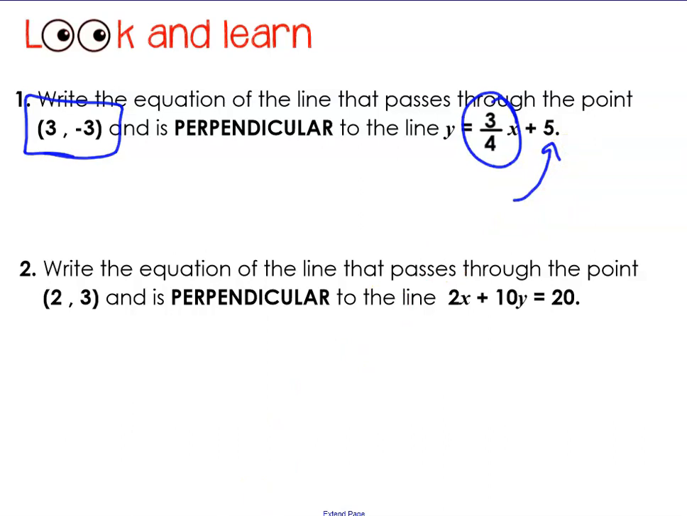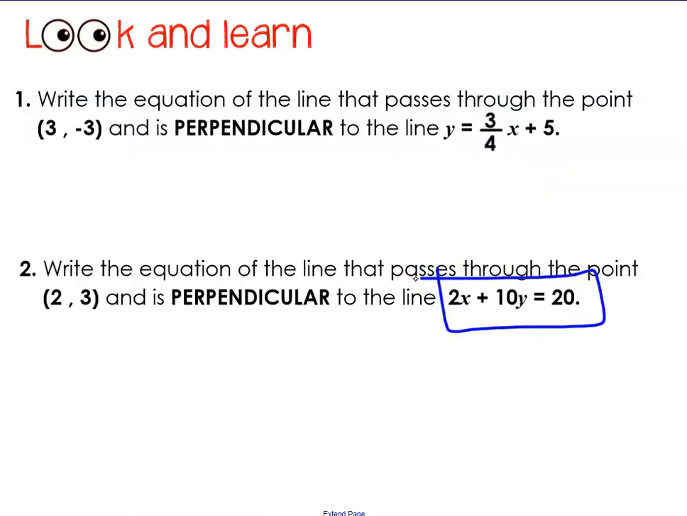Now look at the difference between question 1 and question 2. Question 2 is written in standard form. And when an equation is written in standard form, you actually have no idea what the slope is. So we're going to have to do some work before we can even begin question number 2.